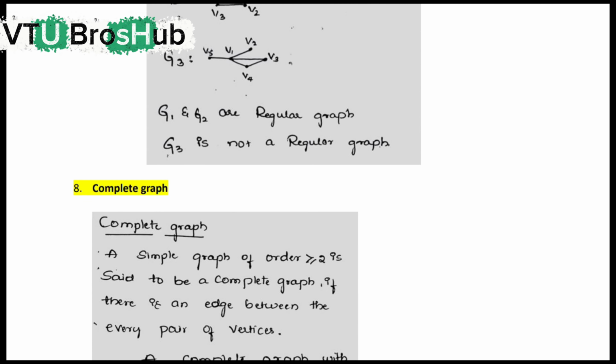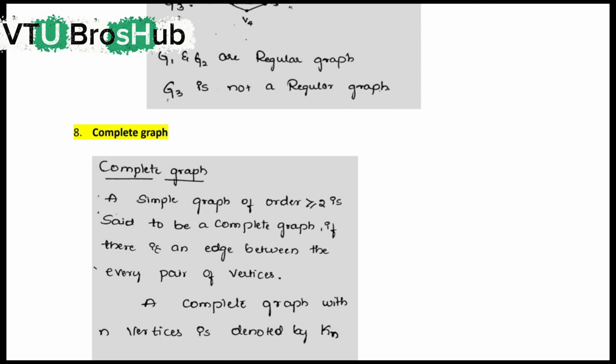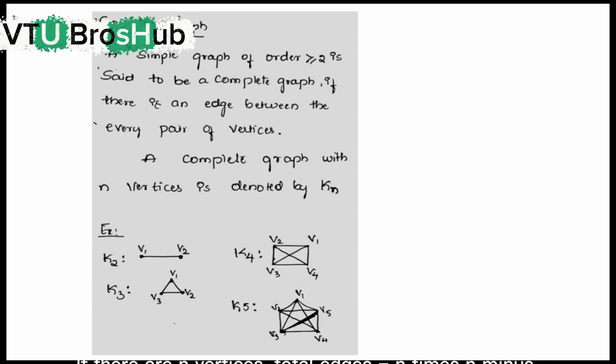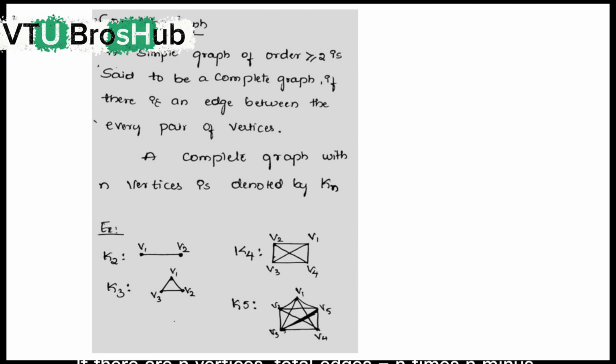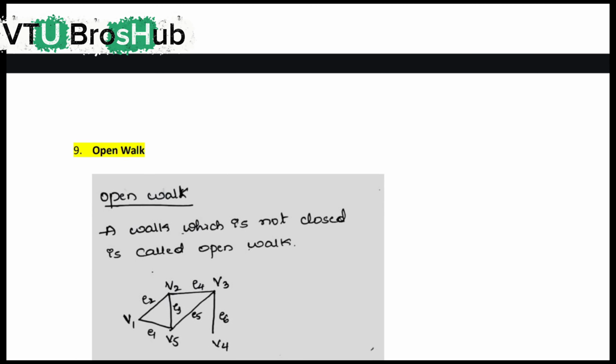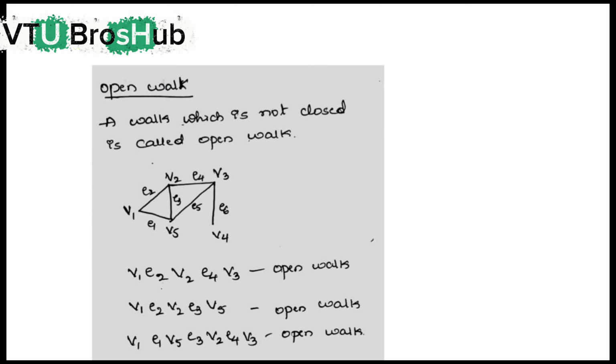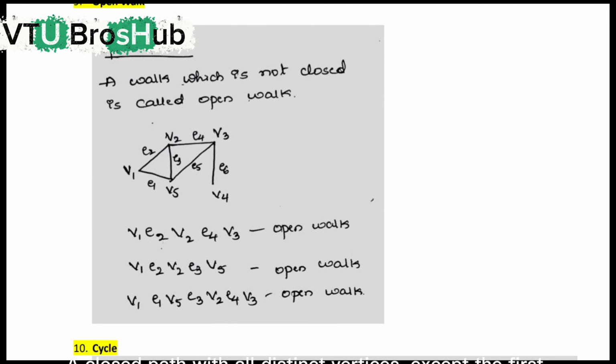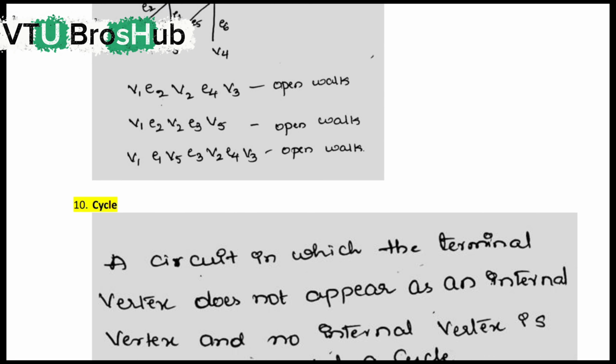8. Complete graph. Every vertex connects to every other. If there are n vertices, total edges are n(n-1)/2. Diagram proves it. 9. Open walk. A walk where start and end vertices are different. 10. Cycle. A closed path with all distinct vertices except the first and last. Visual shown in your PDF.